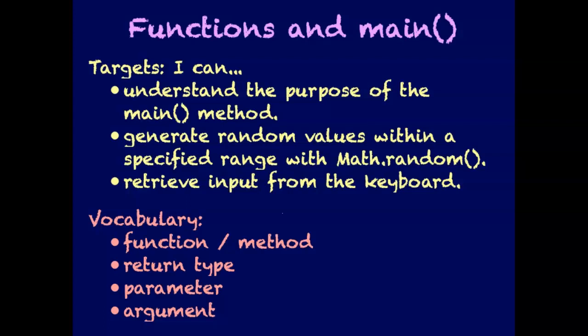We've got function / method. Again, those are synonyms in Java. We've got a return type. Return type means the value that the function gives back as a result. And then parameter and argument. Parameters are the variables into which arguments are passed.